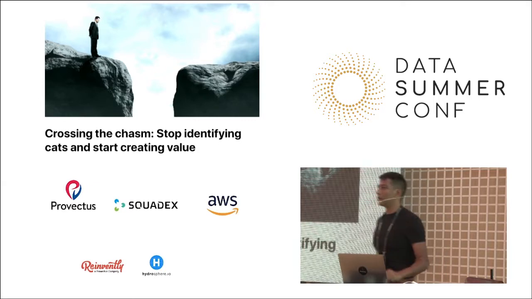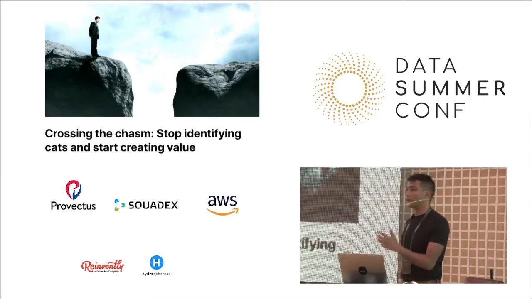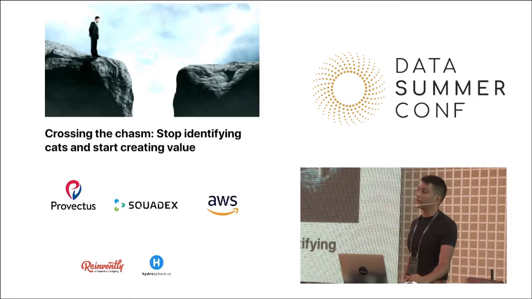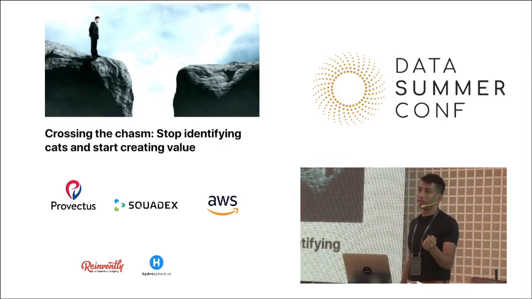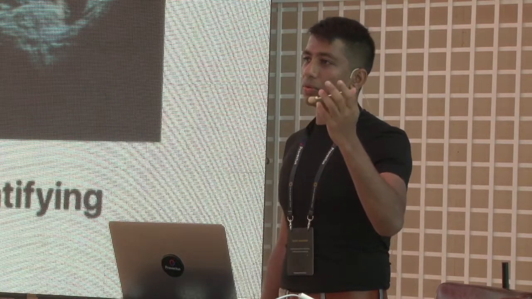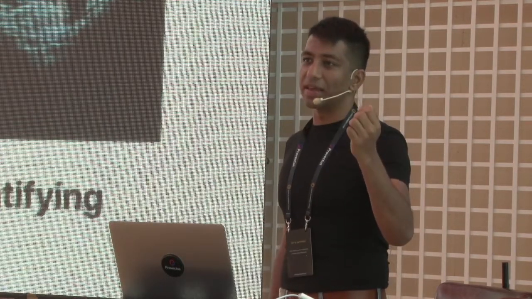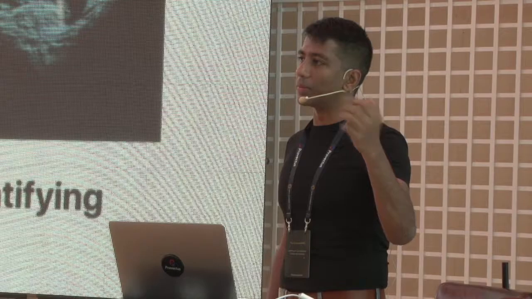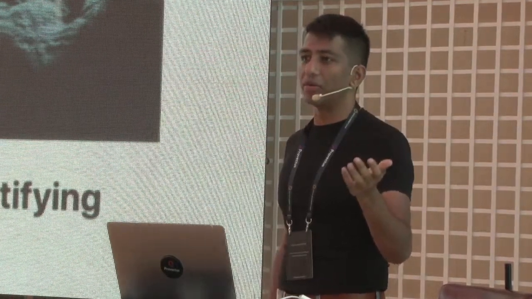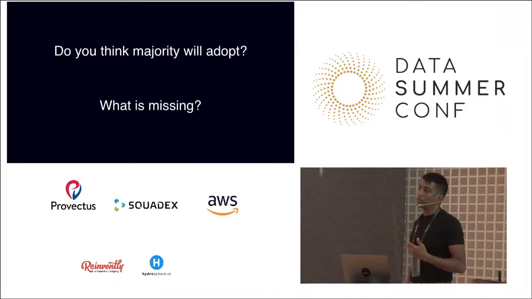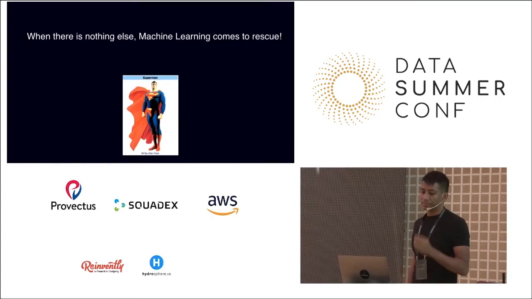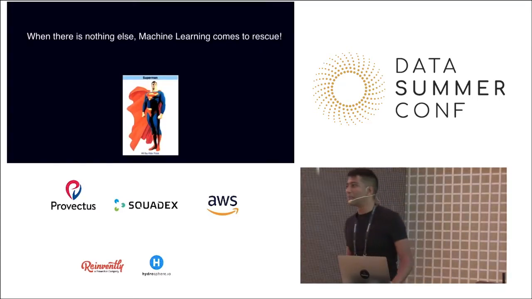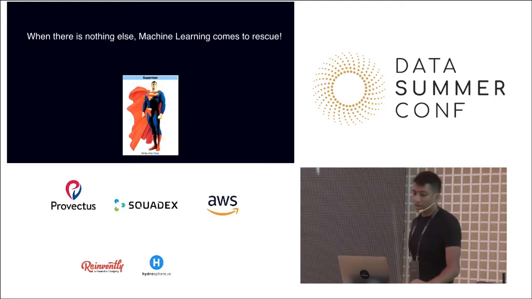So I wrote an article about it. I always say, stop identifying cats and start creating value. One of the things that I speak and write about in machine learning is that it is great for things like recognizing cats and dogs in a picture, but that doesn't really create any value. So the key is, if you want to build something, how could we build something that is creating value? Let's see if machine learning can come and do that.